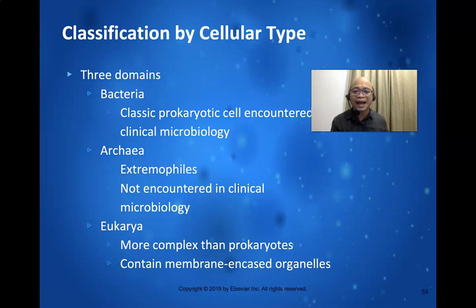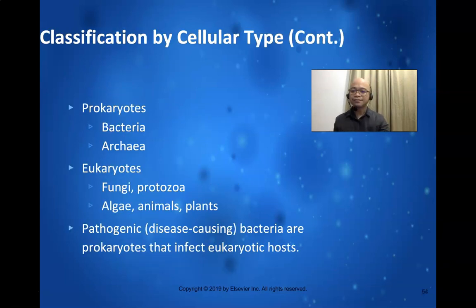And then we also have the Eukarya. They're more complex than prokaryotes and contain membrane-encased organelles. These are the eukaryotic cells such as fungi, parasites, and protozoans. The prokaryotes are the bacteria and the archaea, and the eukaryotes are the fungi, protozoans, algae, animals, and plants. Here in medical bacteriology, we will be discussing most of the time pathogenic bacteria, or those disease-causing organisms that may infect eukaryotic hosts such as humans.